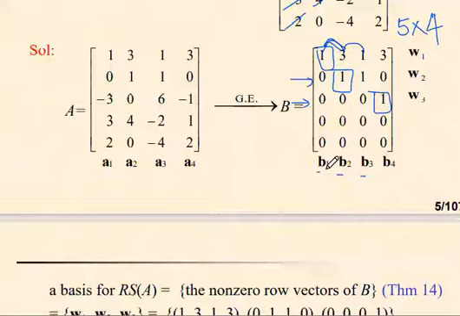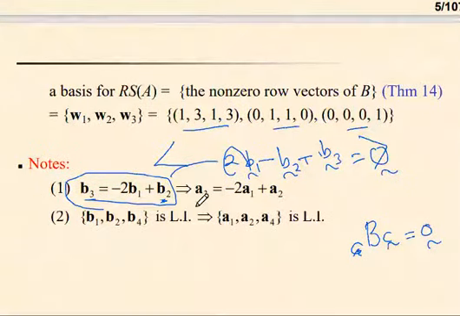All right, we know that. So B1, B2, B3 is linearly dependent. Then from that fact we can say A1, A2, A3 are also linearly dependent. This is the relationship.